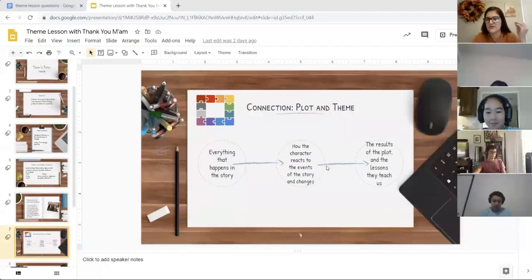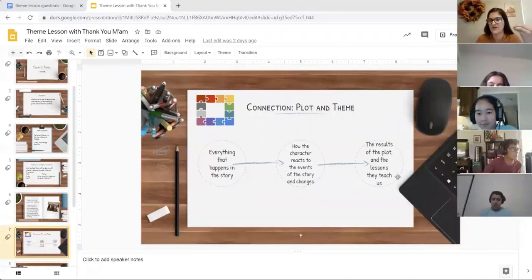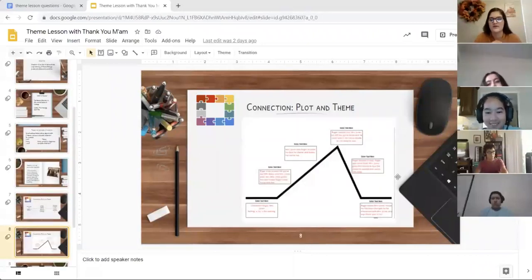So yesterday we talked about plot, which is good to know, because plot is basically everything that happens in a story. And then the connection is how the character reacts to everything that happens in the story. The final result of the whole plot is the lesson that it teaches us. That's how we figure it all out. And luckily, we all kind of understood the plot yesterday. So now we just have to think about the theme. This is just a review of the plot from yesterday, but thankfully Sergio kind of reminded us of what happens in the story.